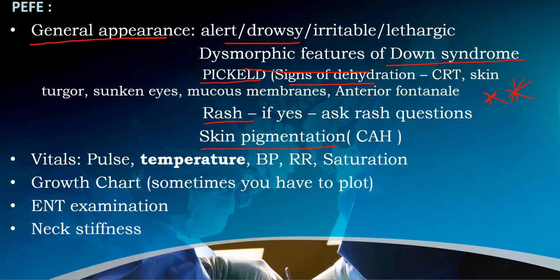Okay, so after you have done with the general appearance, then go to the vitals. In the vitals, you already know that we are looking for blood pressure, pulse, temperature, respiratory rate, and saturation. Most important in this case is to know about the temperature, right? Because this patient is having fever.